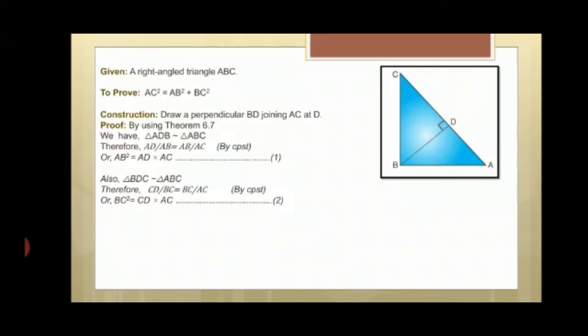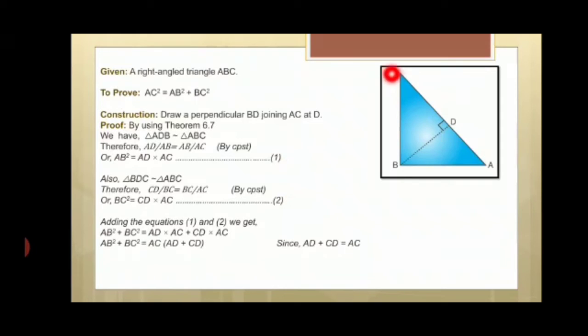Now add these equations 1 and 2. See here, this is the equation 1 that I got. This is the equation 2 that I have got. I add up these two equations, and what do I get? I get that AB square plus BC square is equal to, if I take AC common, I get what? I get AD plus CD. So I get AB square plus BC square is equal to AC square. Hence, we have proved the Pythagoras theorem.